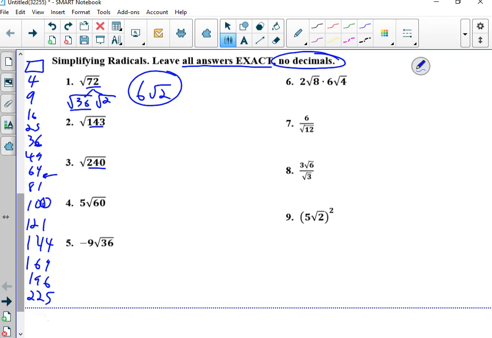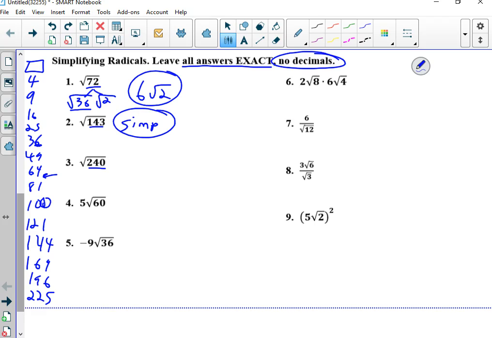Number 2 is kind of a trick problem, because 143, you can divide by 121, and 100, and 81, and 64, and 49, and 36, 25, 16, 9, 4. And you'll get a decimal every time. That's because this is already simplified. It can't go any further.